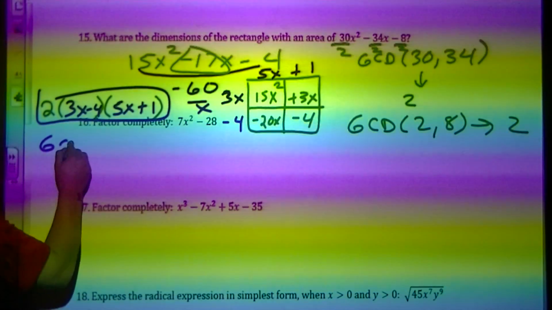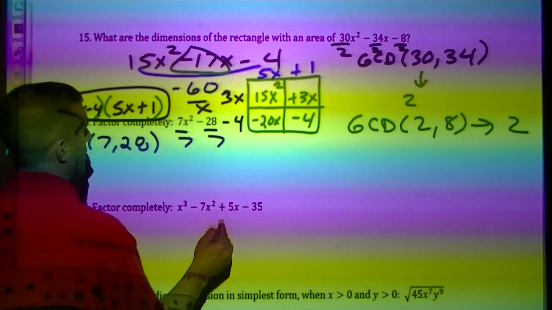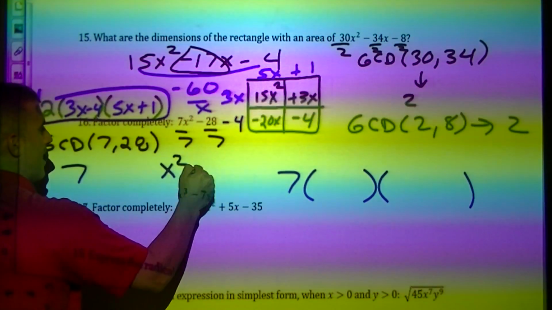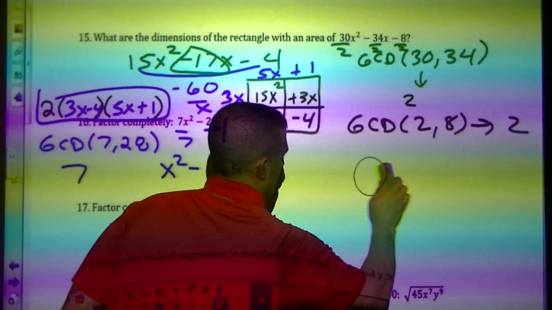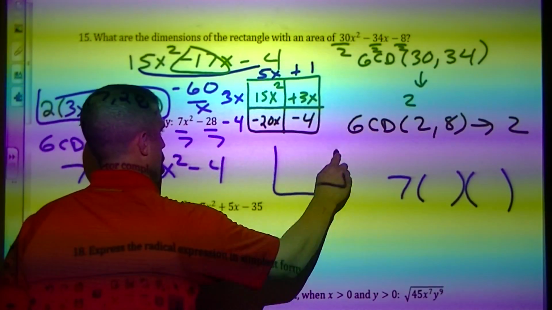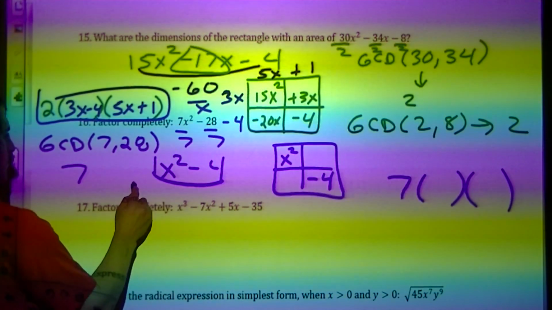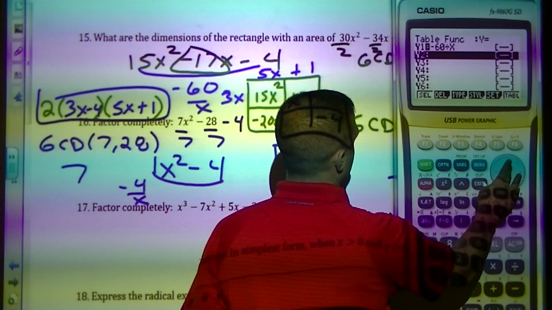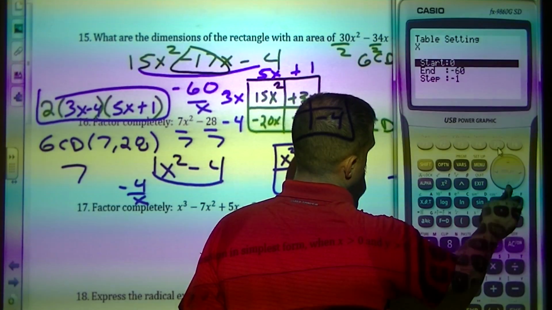Factor completely. Once again, I would do GCD of 7 and 28, and it would tell me 7. So in my answer, I know it's going to have that 7. So that's going to be x squared minus 4. I'm going to do the boxes for that. Let me move this over a little bit. So that's x squared negative 4. I multiply there, it gives me negative 4. I'll do that over x. So I'm exiting, I'm doing negative 4 divided by x. Set my table.